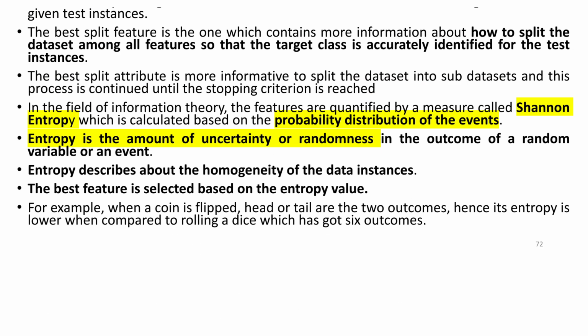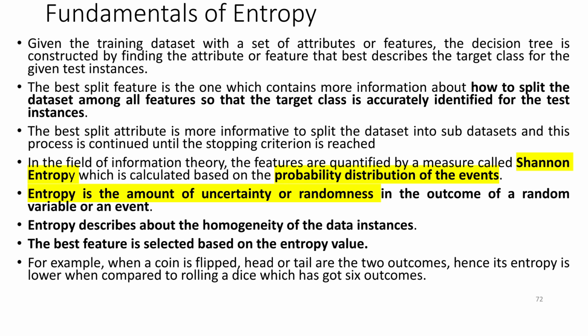The work depends on an important technical factor called entropy. For the given training data set with a set of attributes or features, the decision tree is constructed by finding the attribute or feature that best describes the target class for the given instances. The next question that arises is how to split this data set. Who can be the parent? Who can be the root node? Which side, when the rule is satisfied, and where does it reach? All these play an important role.